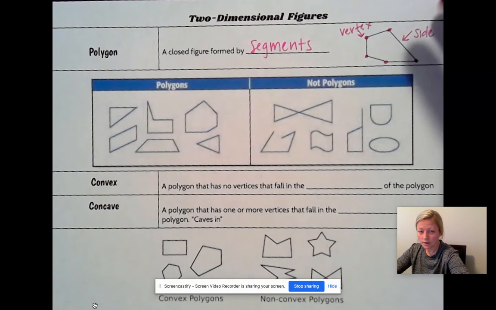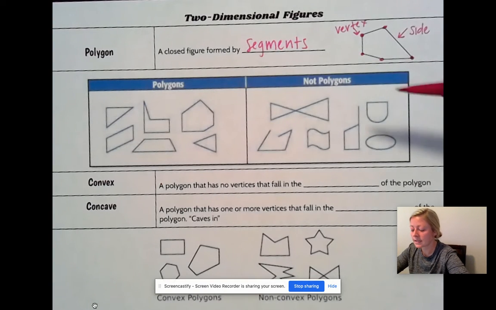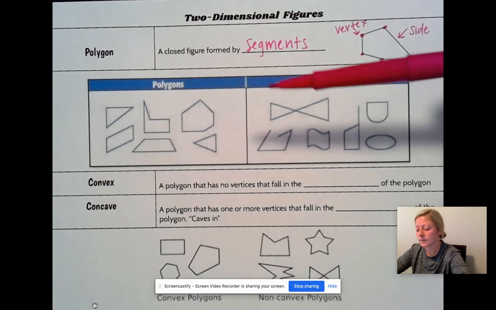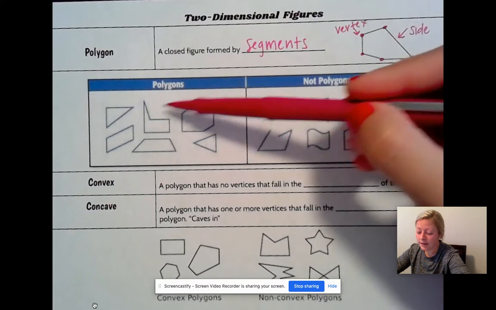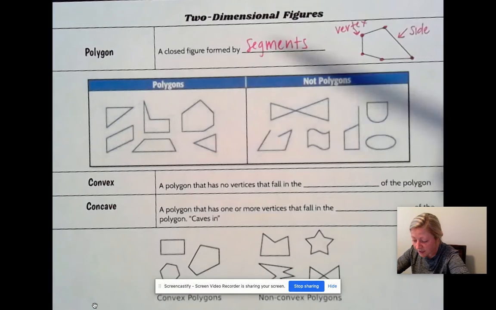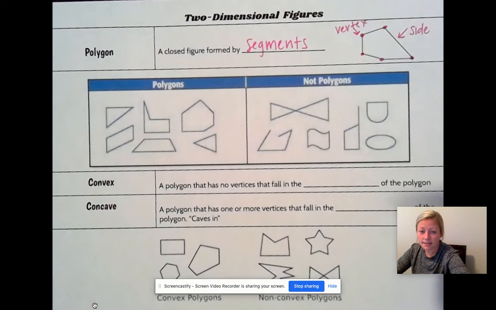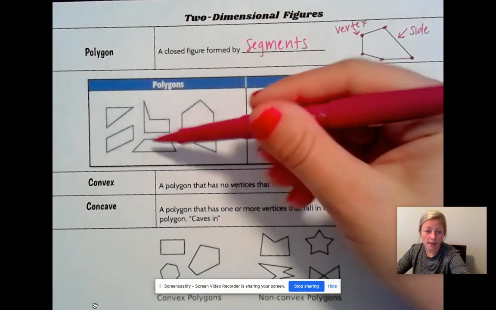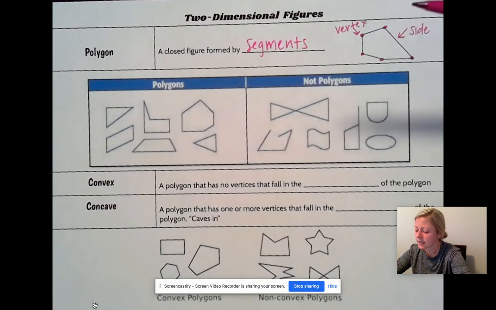So this next part is a good diagram of what qualifies as a polygon and what does not. On the polygon side, we can see that all of our sides are straight and it's closed, there are no openings in any of my sides. Some shapes are wonky looking, but this is technically a polygon, even though it's not a shape we typically see.